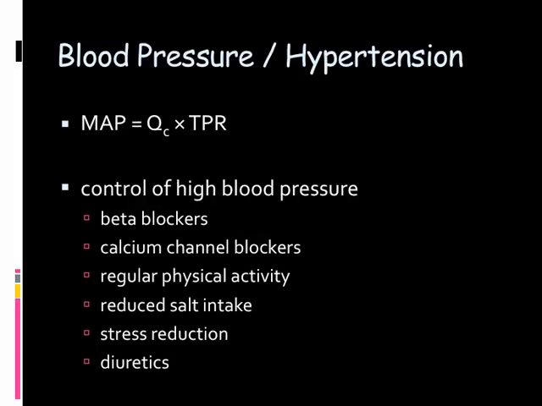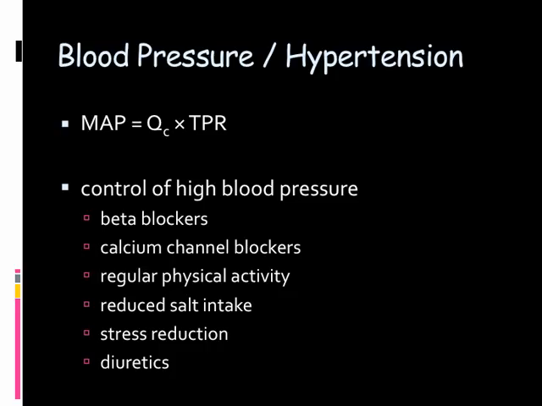Now I said you had to know this equation backwards and forwards, and now I've rewritten it from the point of view of MAP equals. So I've just rewritten the equation. MAP equals cardiac output times total peripheral resistance. Why would you do this?